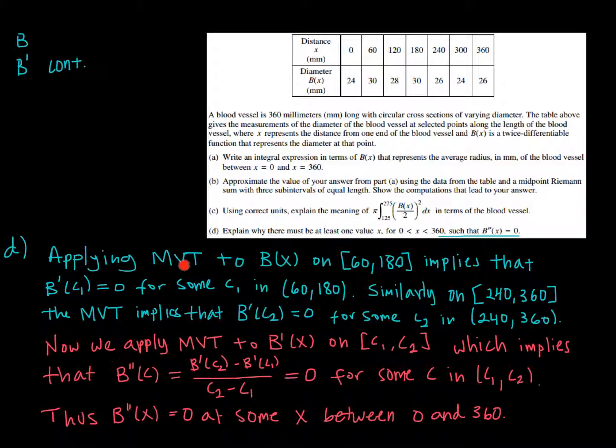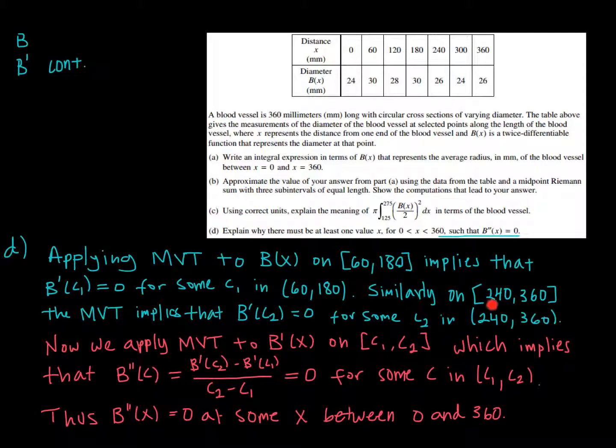So we apply the mean value theorem to b of x, because it's continuous, we can do that, on the interval from 60 to 180. And since the average rate of change is 0, this implies that b prime of c sub 1 is equal to 0 for some c sub 1 in that open interval from 60 to 180. Right? So I know b prime is 0 at some point on this interval, and then I'm looking to show that it's 0 again on some other interval.